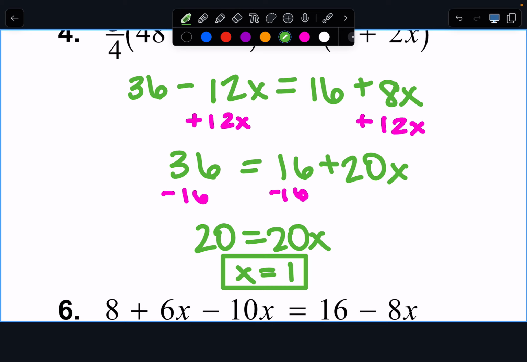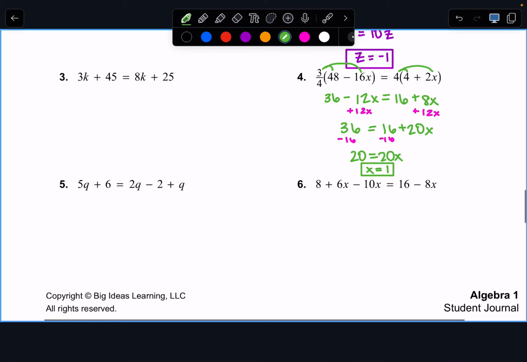So here's the deal. This is an equal sign, right? If I'm going to move this 8x over here, I'm going to have to subtract it over to undo it. You just combine them. Same thing here. 36 and 16, we don't add them together. If I want the 36 over here, I've got to undo it, I've got to minus it. Okay? All right.